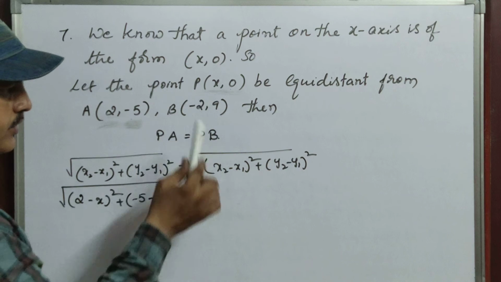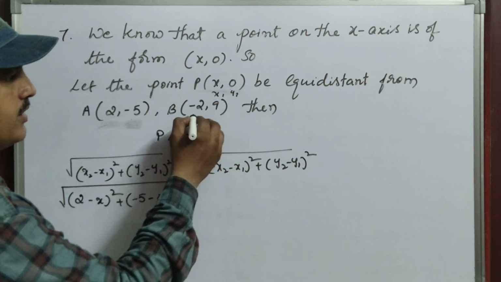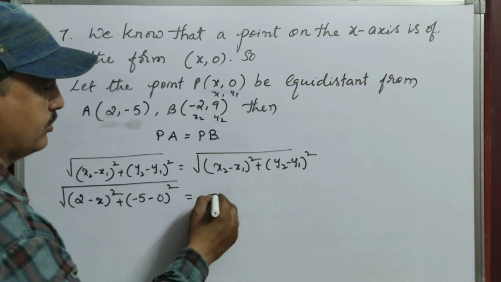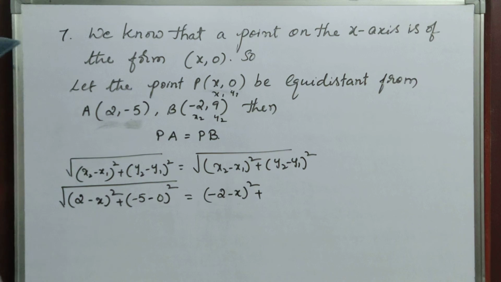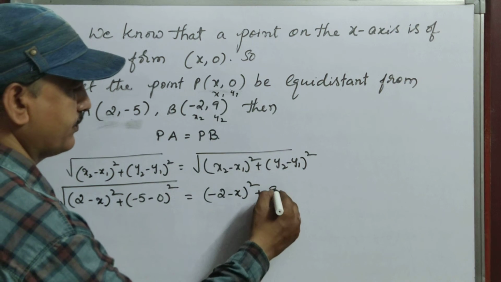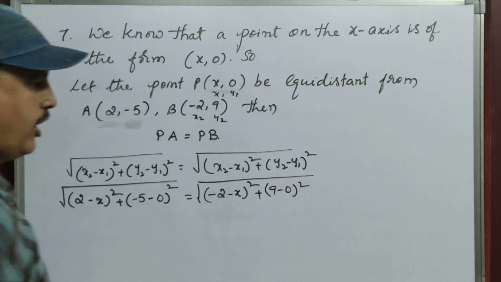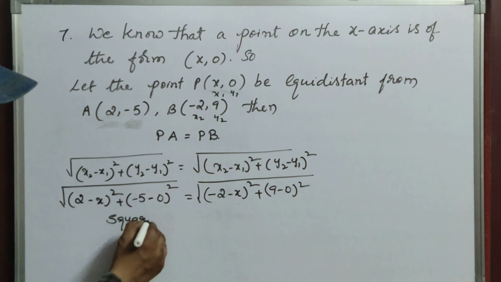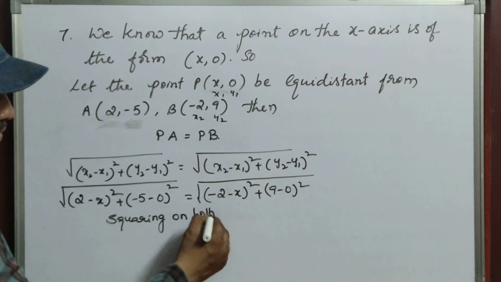Now PB. PB means this is x1, y1, and B is x2, y2. So minus 2 minus x whole square plus y2 minus y1, that means 9 minus 0 whole square, square root. To avoid the square roots, squaring on both sides.